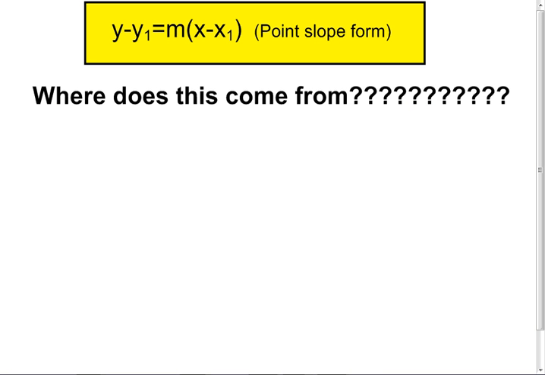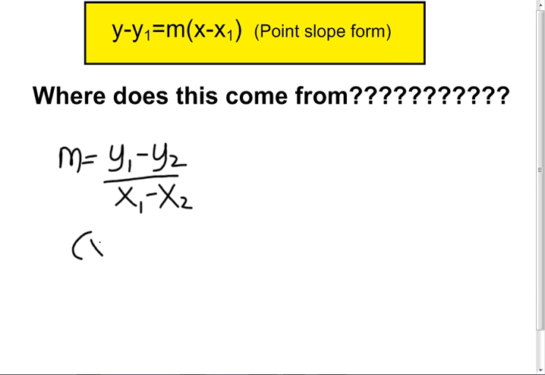Okay, if we have the slope formula, m equals y1 minus y2 over x1 minus x2, right? If you have 2 points, you know the y-coordinates and the x-coordinates. But what if we only have 1 point and the other point is called (x, y)? I can still use this formula. The slope is still equal to the y-coordinate minus the other y-coordinate. It doesn't matter if it's y1 or y2. I'll just replace y1 with y and x1 with x.